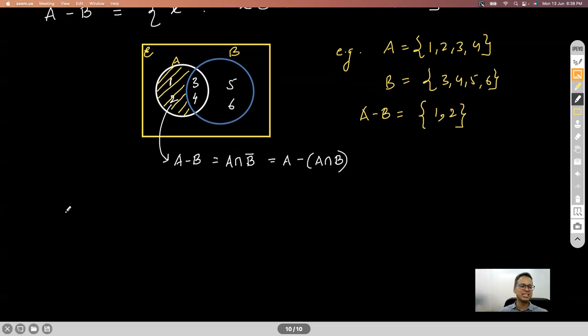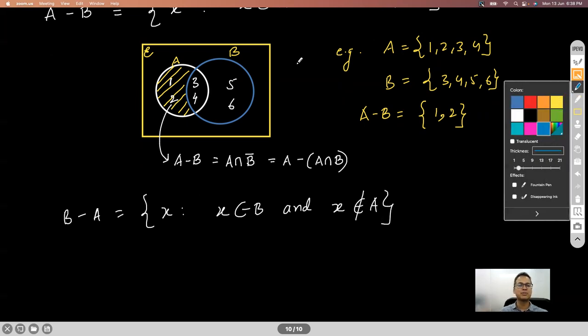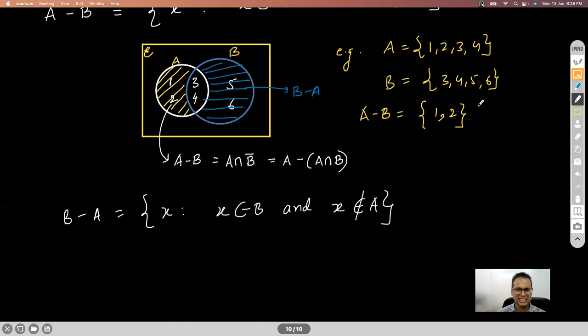Similarly, if I say B minus A, what does it mean? It means a set containing all those elements which are present in B and not present in A. So which region will this represent? It will be represented by this region. So this is your B minus A area. Correct? Any question, any concerns here? So in the same example, if I have to find B minus A, what will be my answer? 5, 6. Absolutely right. Simple question.